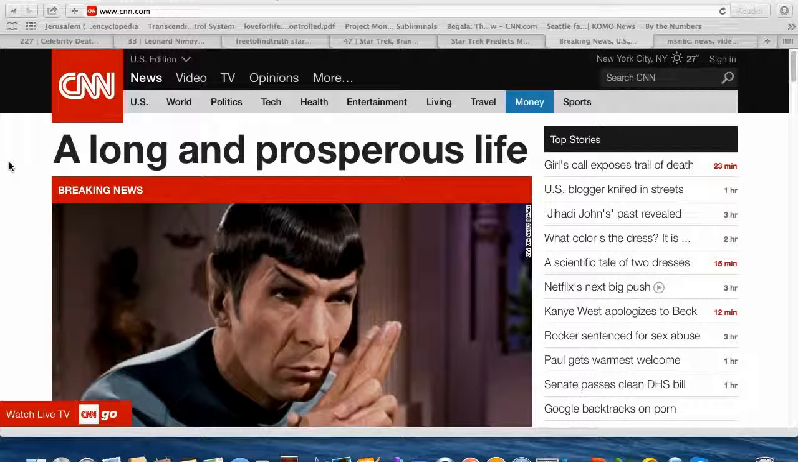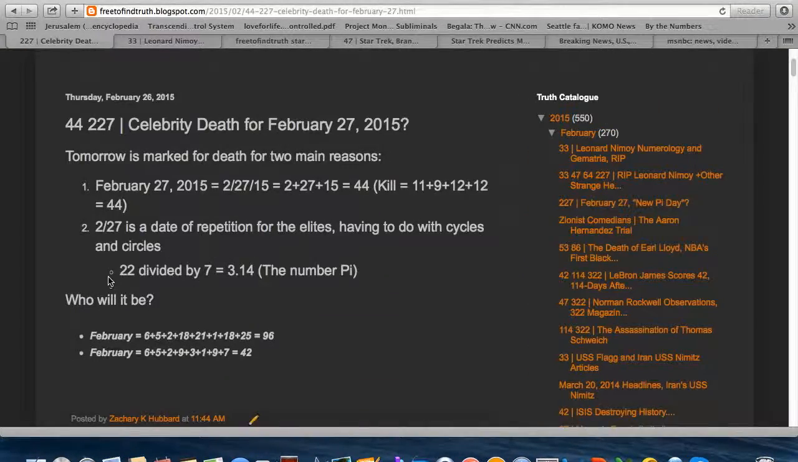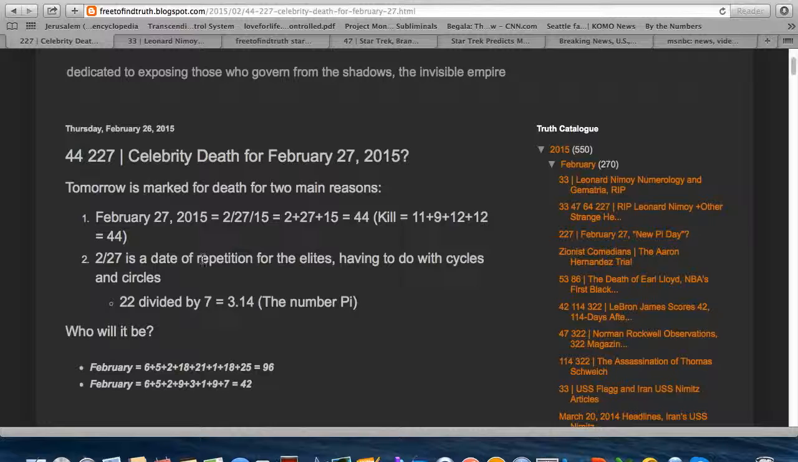In this case, it is the death of Leonard Nimoy. He died early this morning, and I want to note that yesterday I predicted there would be a major celebrity death. I made that prediction based on two key things that I want to look at, and I want to show you how they come up even more.